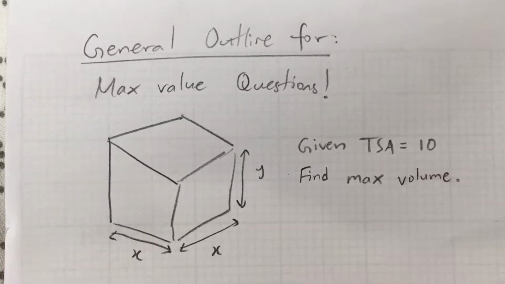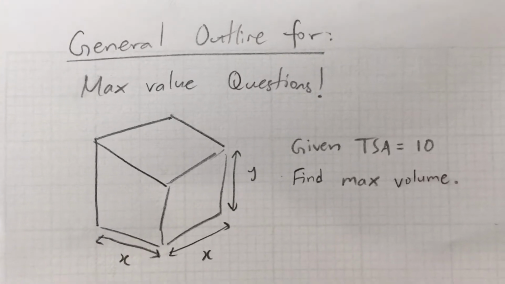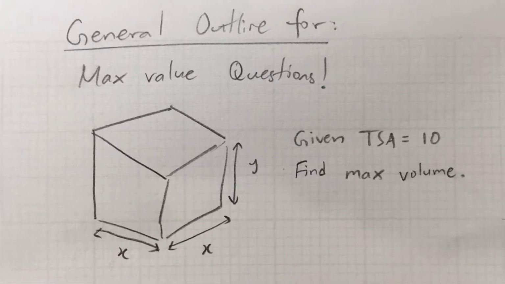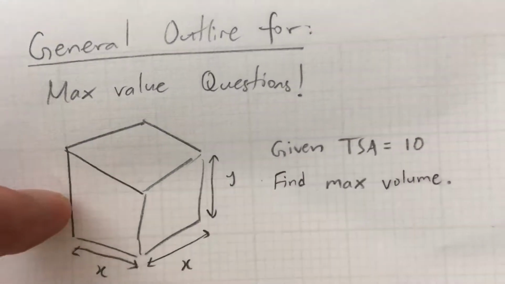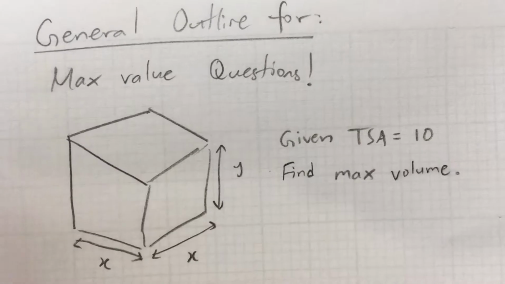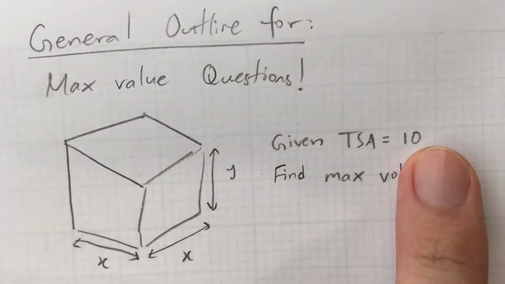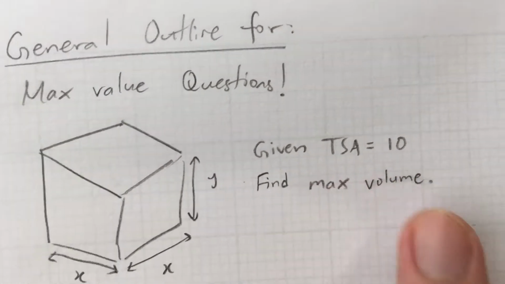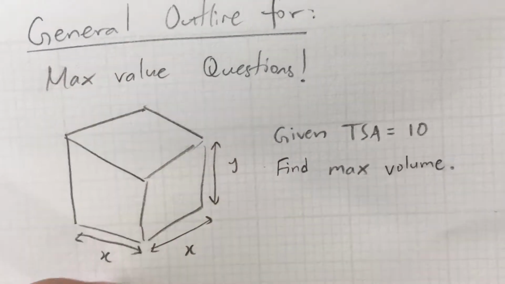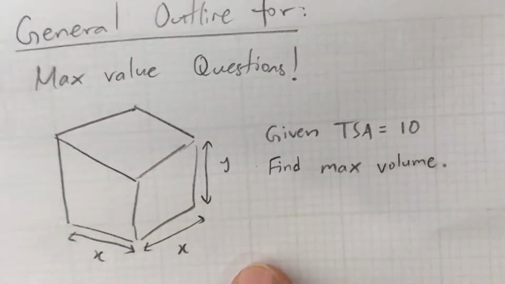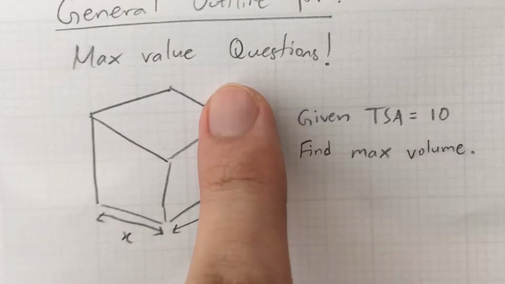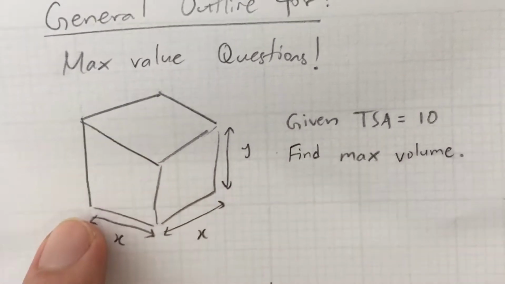So now I'll show you the general outline on how to tackle maximum or minimum value questions, right? Usually these questions give you a 3D shape or situation, and a requirement, and you have to find the maximum volume. For example, I have this box. The base is a square, x and x, but the height is a different value. So these are all unknowns.